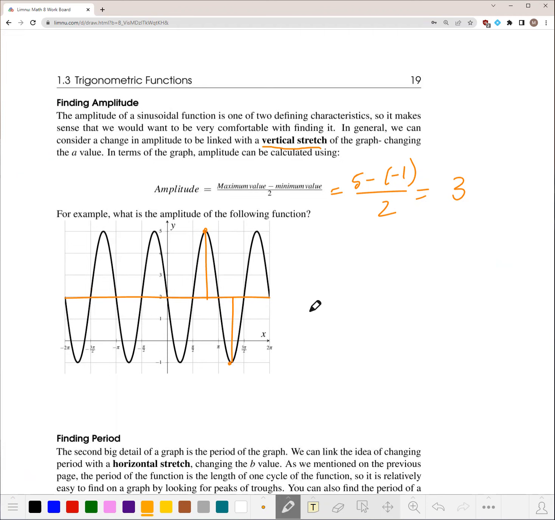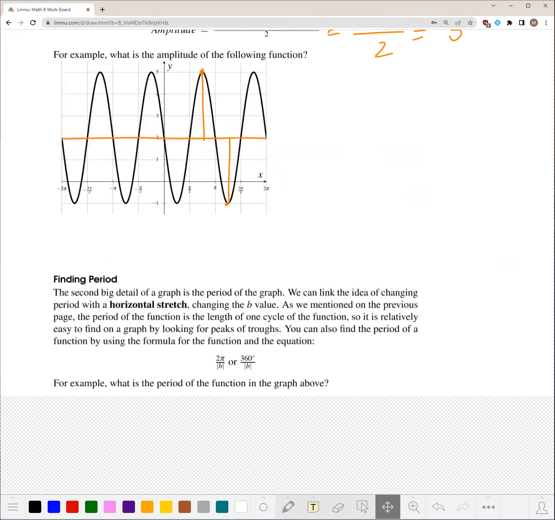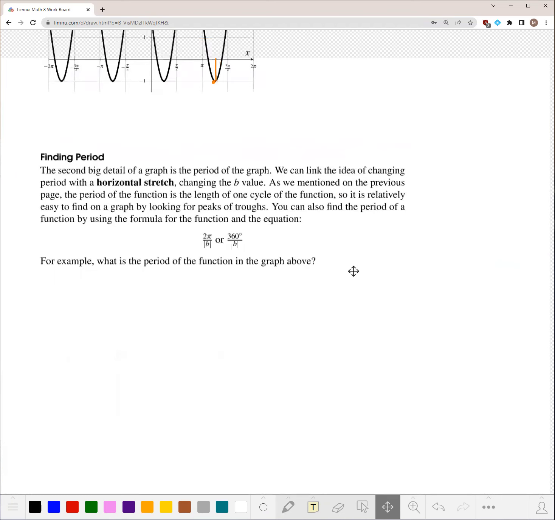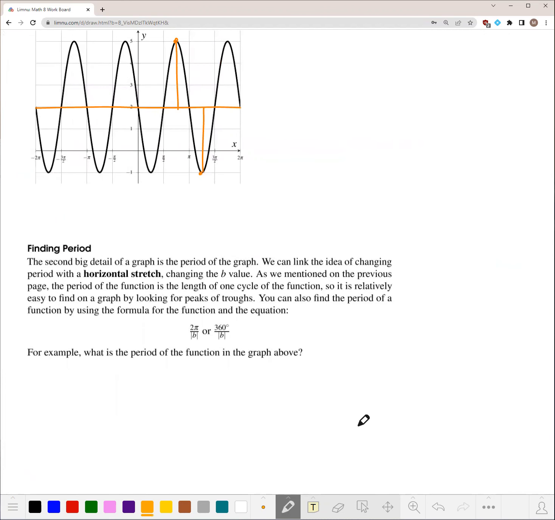Let's link the idea of our amplitude with our idea of a vertical stretch, which means we can also link our idea of period with the idea of a horizontal stretch. So our b value in our function, and we'll write the actual form of a transformable sinusoidal function in a minute, but the b value that we're used to for a horizontal stretch is going to come into play very similarly. We end up with this value here, which is 2 pi divided by b, and that's for radians, of course, or 360 degrees divided by b.